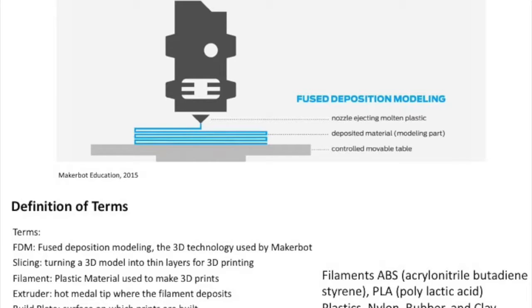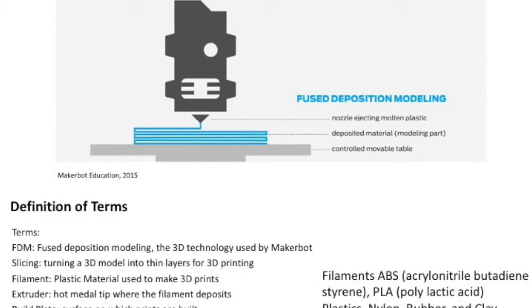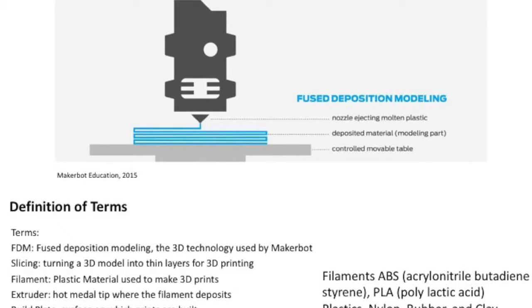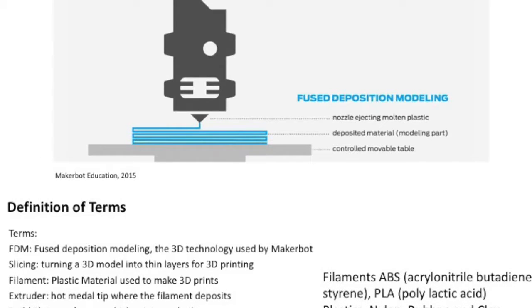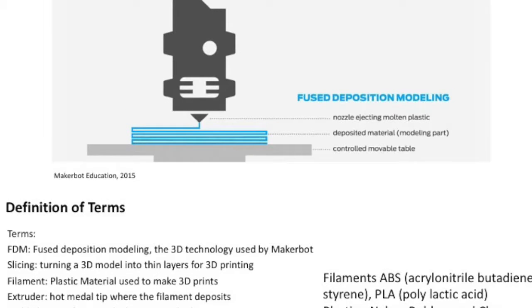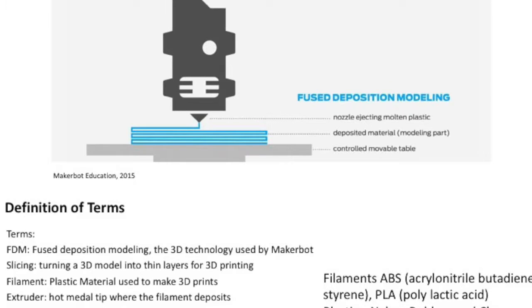So if we look at the schematic above, the black portion is depicting the extruder head of where the plastic filament actually comes out. As this comes out, if you look at the bottom part, there's a blue line coming from the nozzle that is actually injecting the melted plastic. This essentially starts to build up over time onto a controllable movable table, which is defined later as a build plate.